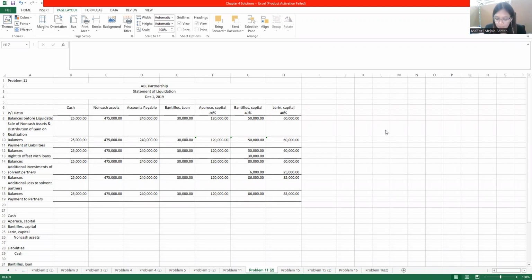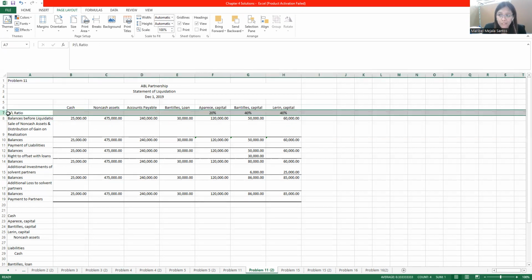Now, as you can see, the ABL partnership has its assets: cash, and all the other assets, the non-cash assets such as accounts receivable, inventories, property, plant, and equipment, for a total of 475,000. Cash, we have 25,000. As I have mentioned, I already discussed this table that we are using under liquidation. So, first, I have to put all the accounts. So we have cash, non-cash assets, the liabilities to outside creditors, the liabilities to insiders or to partners, and the capital accounts. So as you can see.